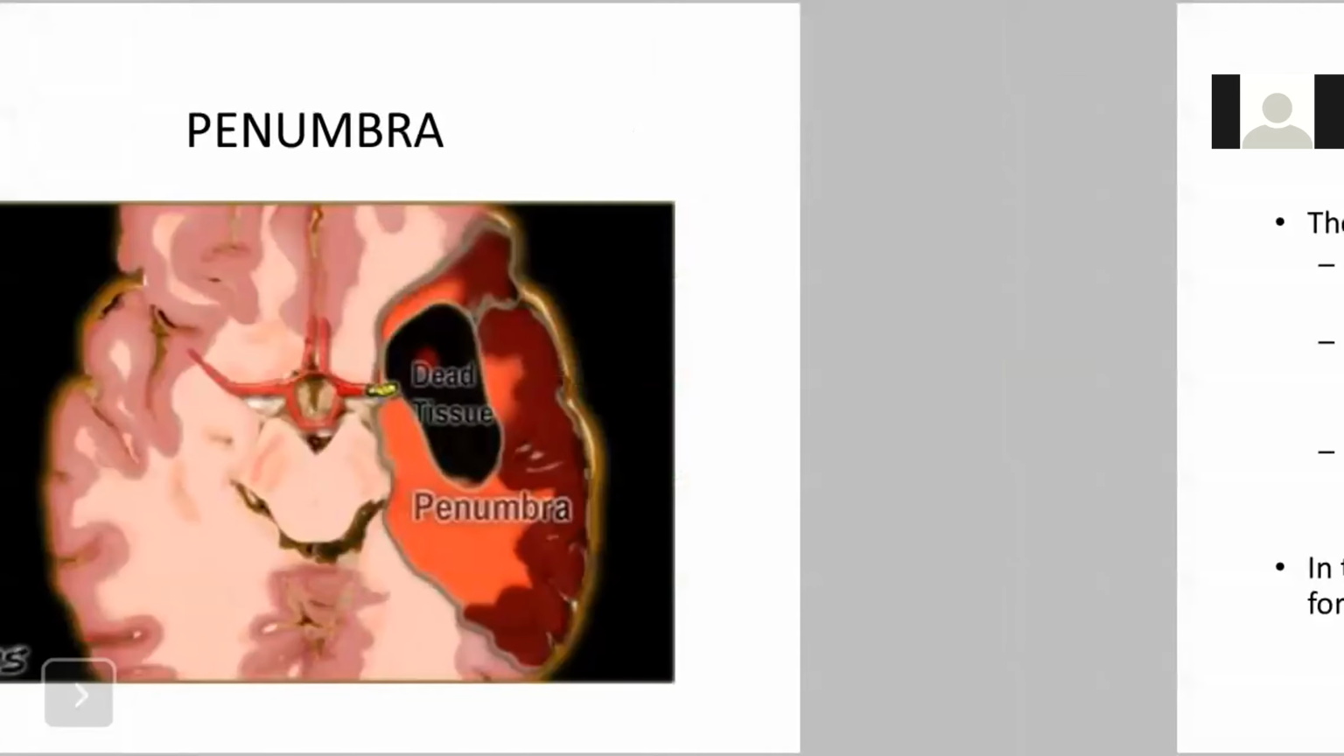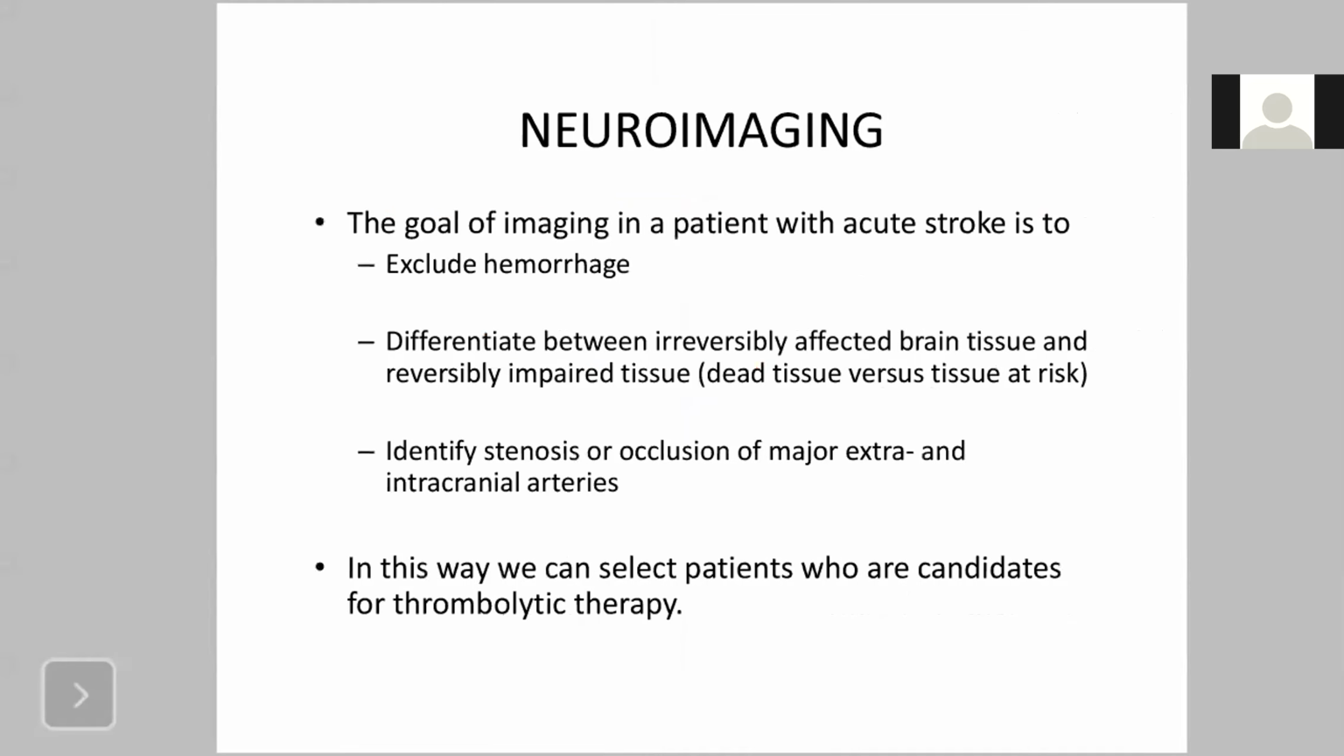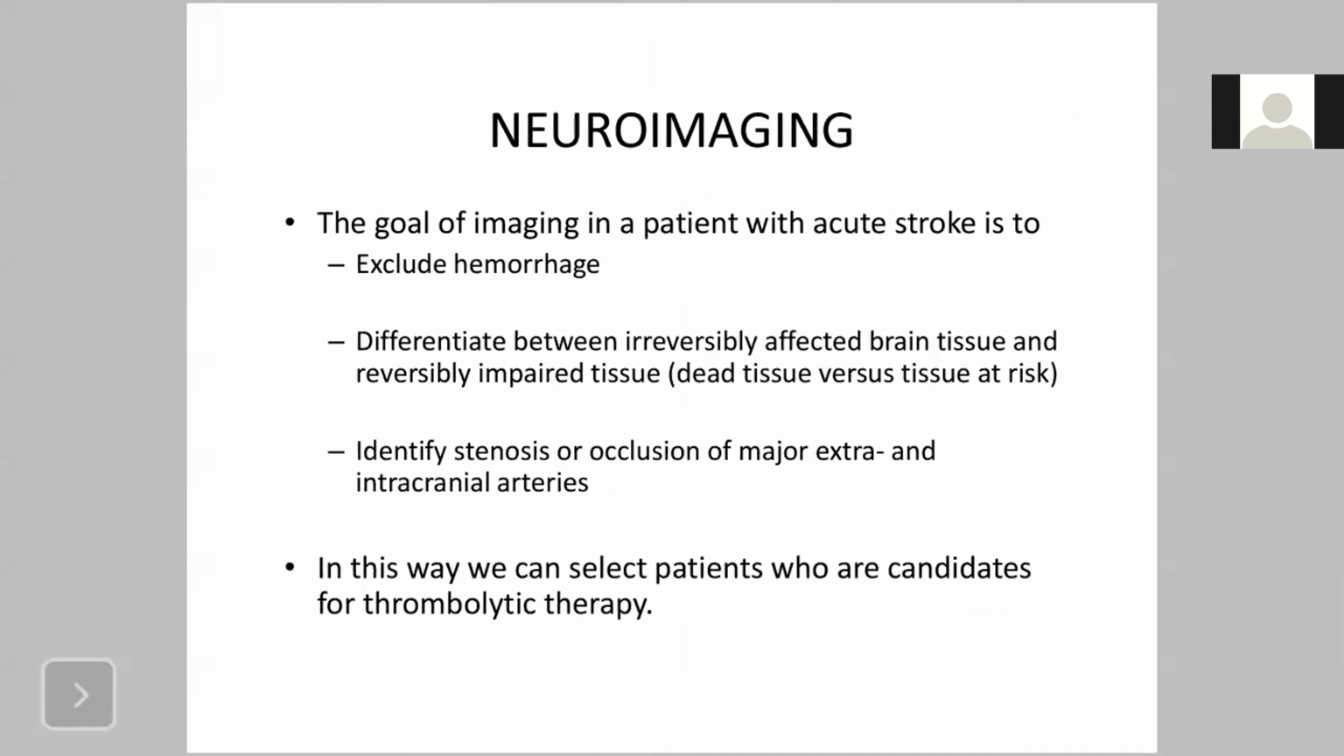Okay. So what are we going to do first of all to identify if it is really stroke or not? Neuroimaging is the investigation of choice and the gold standard to diagnose the stroke. The goal of imaging in a patient with acute stroke is to exclude hemorrhage. Okay. Differentiate between irreversibly affected brain tissue and reversibly impaired tissue. Identify the stenosis or occlusion of the major extracranial and intracranial arteries.